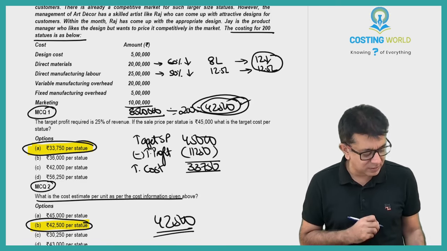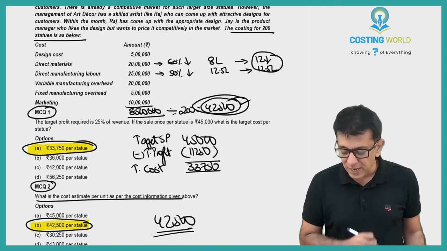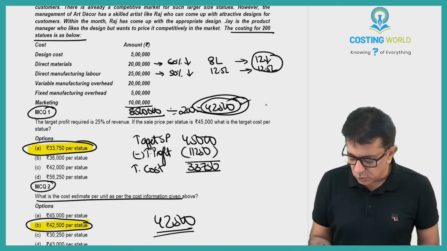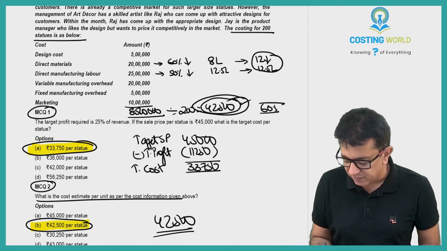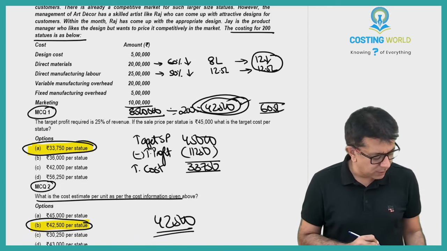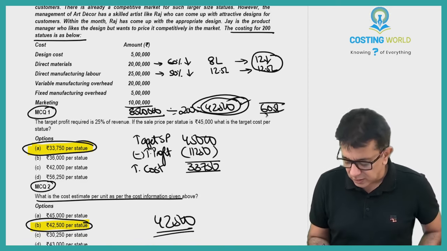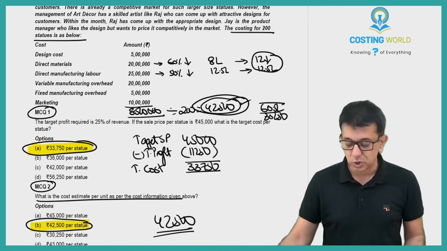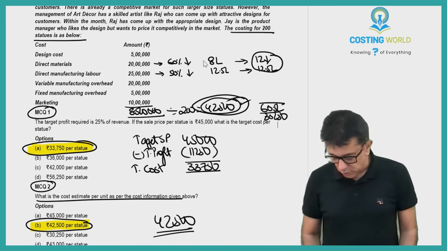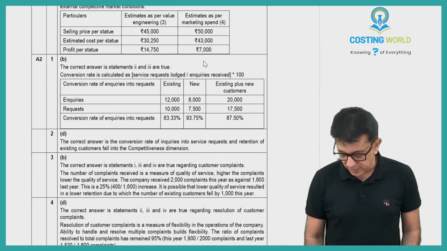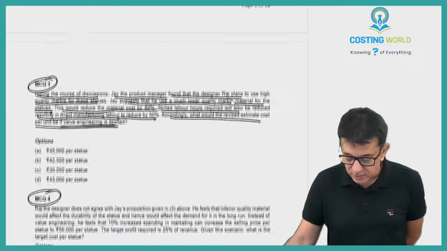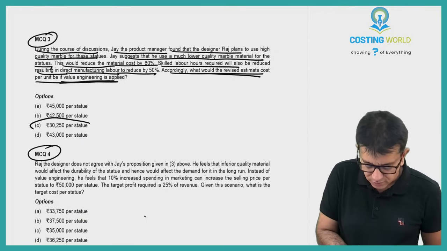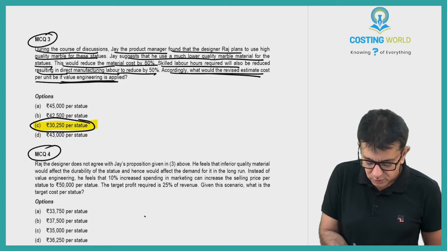So 85 lakhs minus 24,50,000, the new cost will be coming to 60.5 lakhs, divided by 200 statues. So therefore 30,250. So therefore this will be your answer as such. Okay. This will be your new cost. So let's see in this case, whatever is the answer, what will be the revised cost estimate? So therefore it should be 30,250. This should be your answer.